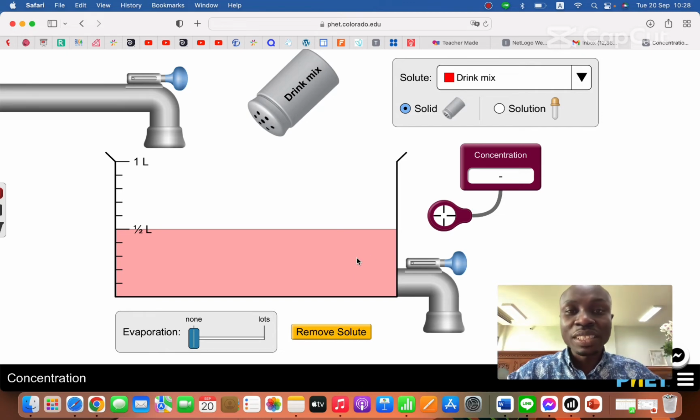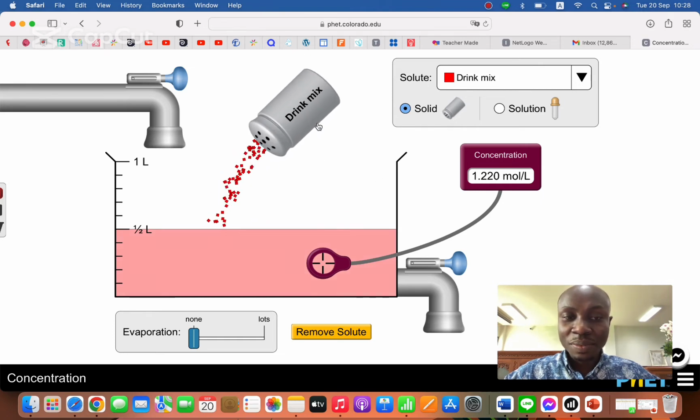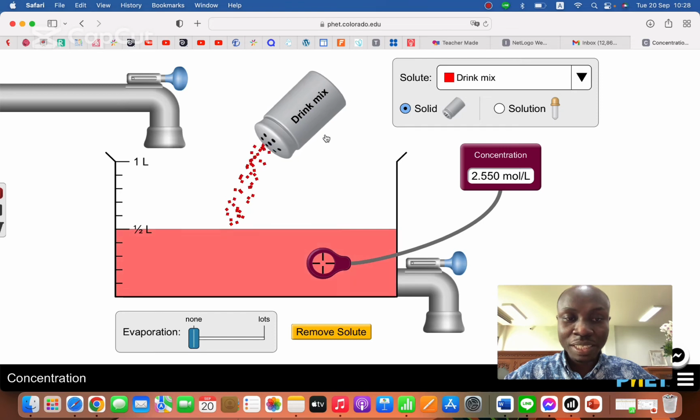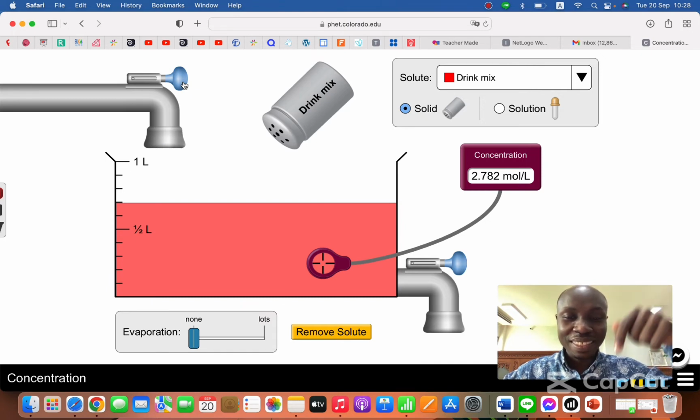But what is the concentration of this solution? To know that, we can just bring this thing over here, and it will tell us the concentration. It's about 1.110 mole per liter. If I add more solute, what do you see? The concentration will increase or go up. If I add more solvent, what happens? The concentration will decrease, will go down.